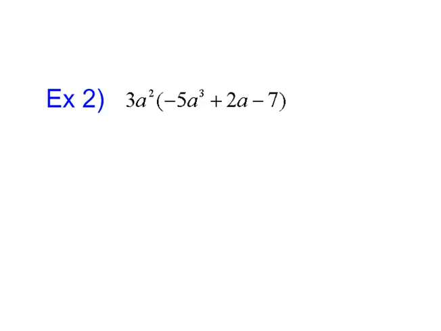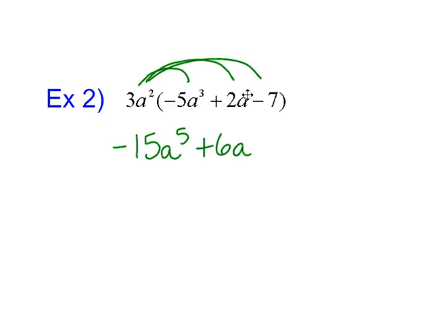Let's take a look at another one here. Let's do it again. We're going to give a 3a squared out to negative 5a to the third plus 2a minus 7. When we do that, we get 3 times negative 5, which is negative 15. Add our a's together, which would give us 5. 3 times 2 is 6. Altogether, we have 2 a's and 1 more a, giving us 3 a's. And 3 times negative 7 is negative 21, and the a squared comes with us.